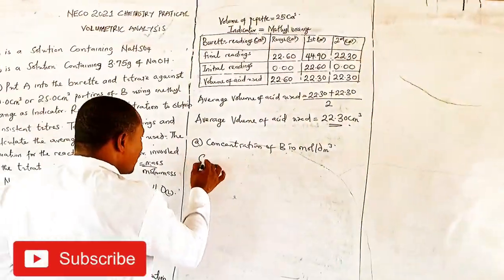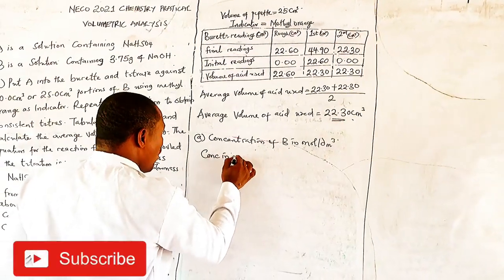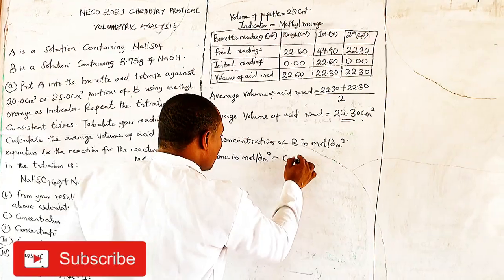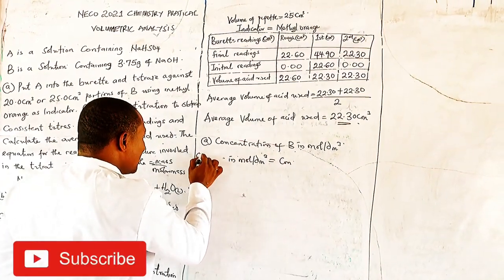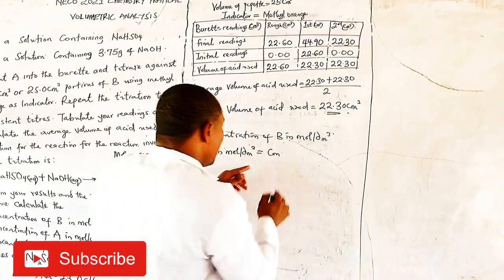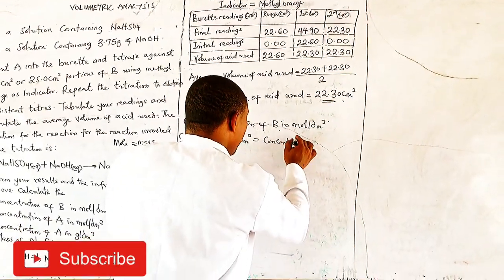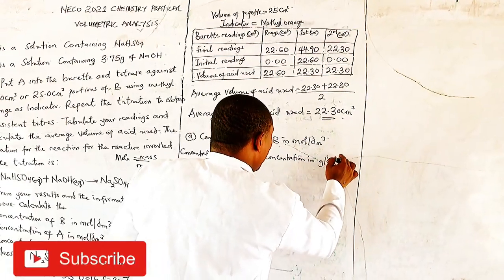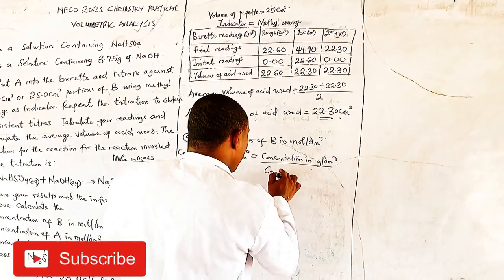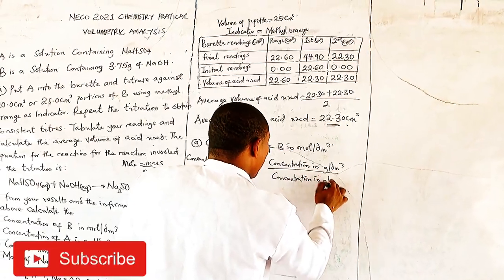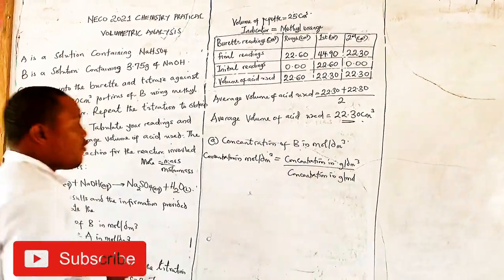I can say concentration in mole per dm³ is equal to concentration. Let me write it in full. Very important, this is an exam. Concentration in mole per dm³ is equal to concentration in gram per dm³ over concentration in gram per mole. I hope you are following.